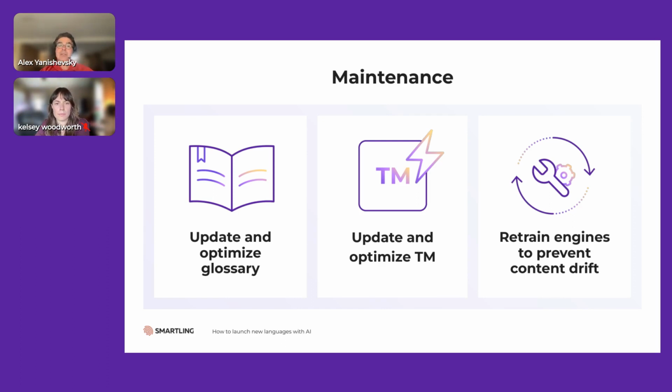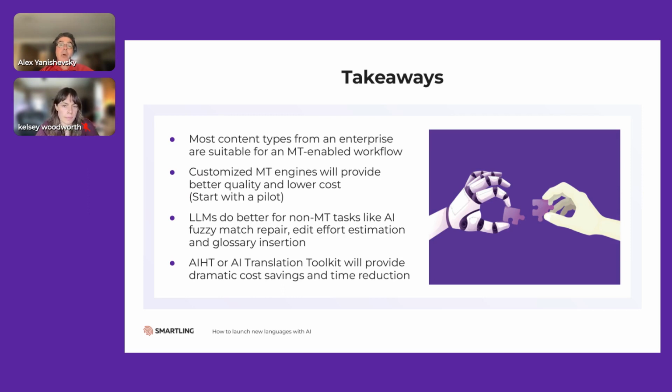So last slide here, which is the takeaways for this. So hopefully you'll see that most content types from an enterprise are suitable for an MT-enabled workflow, right? Customized MT engines will provide a better quality and provide a lower cost. We suggest to start with a pilot, right? So if you're rolling out new languages, think of different, as I showed you, different levels of complexity, different groupings as a way to roll out new languages. And then again, the takeaway being that LLMs do a very, very good job, ironically, at non-MT tasks, at post-editing, at things like fuzzy match repair, edit effort estimation, and glossary insertion.